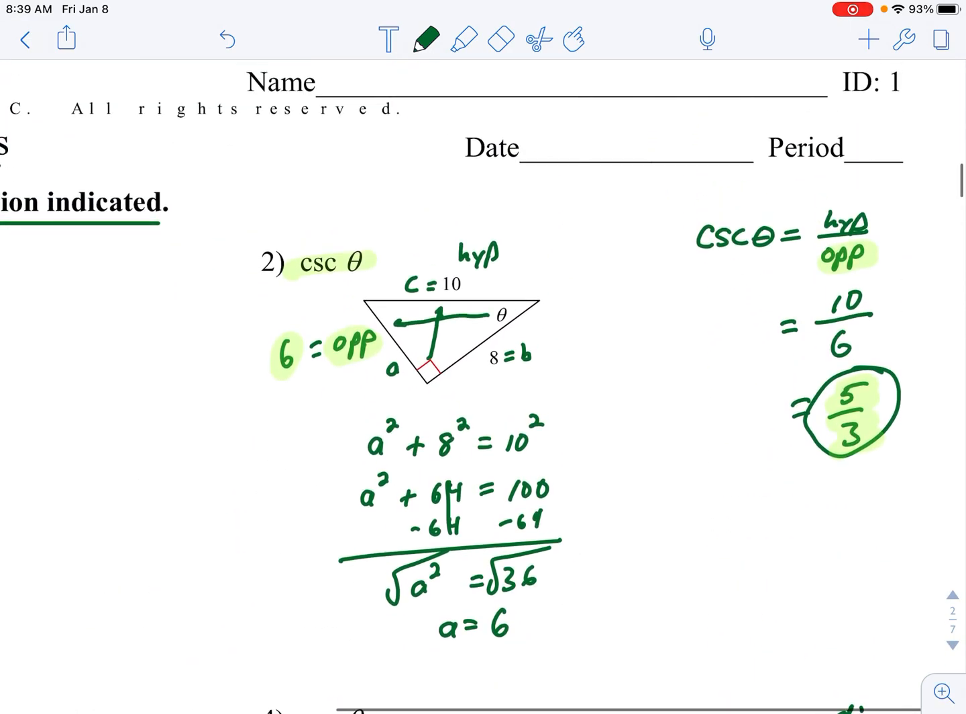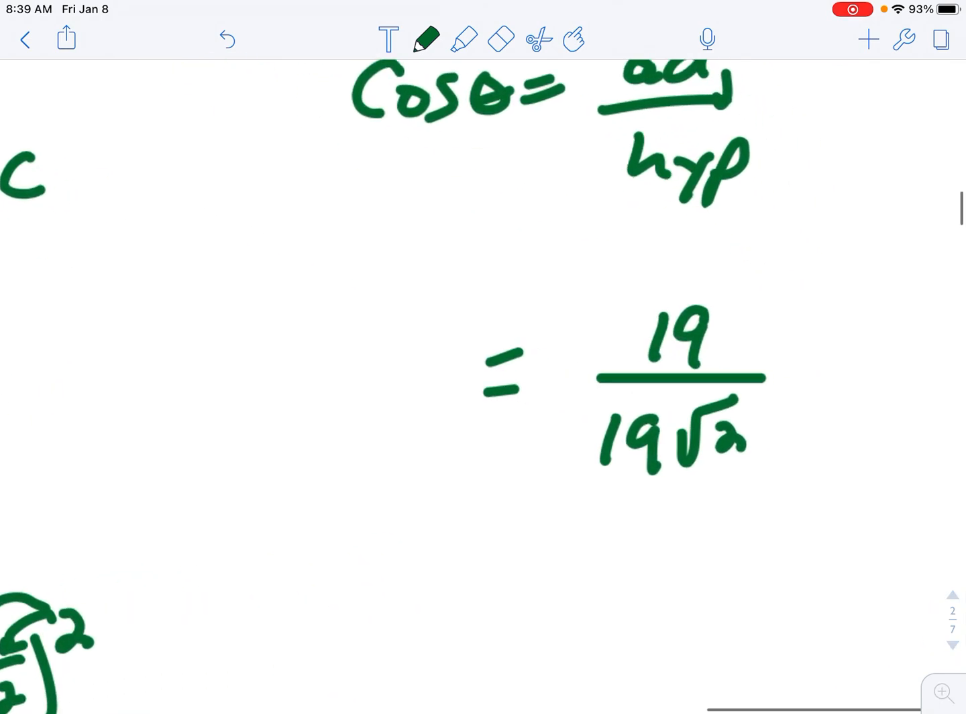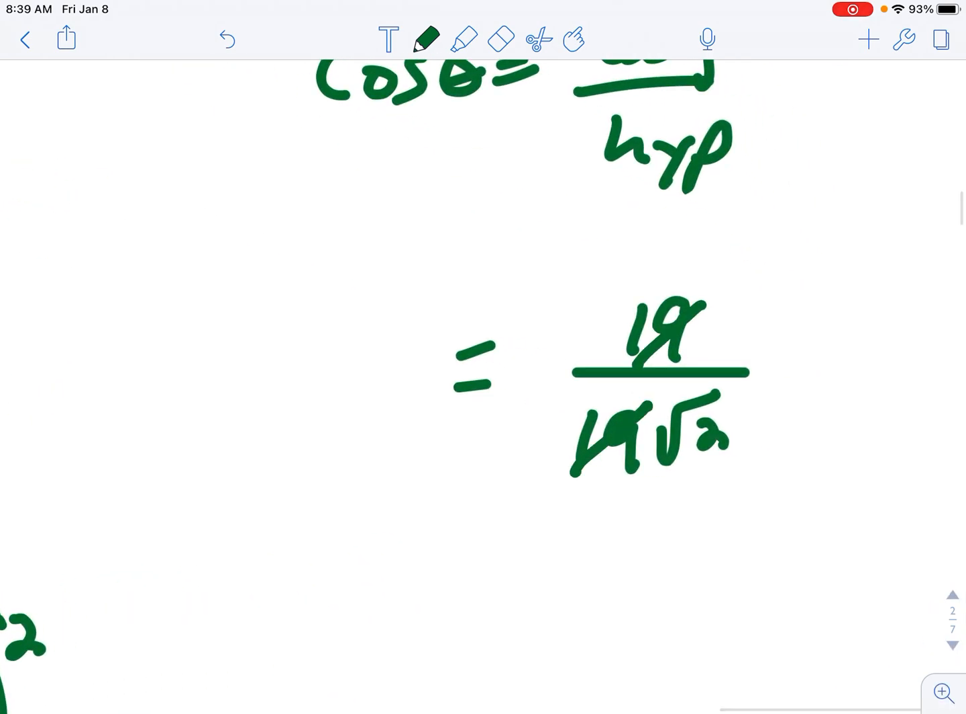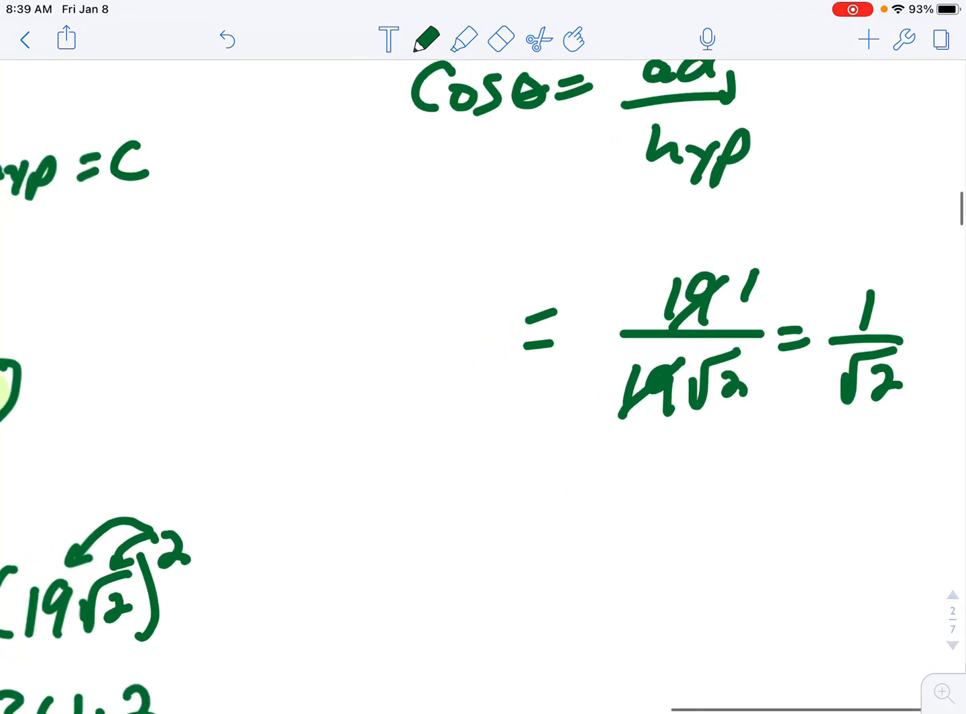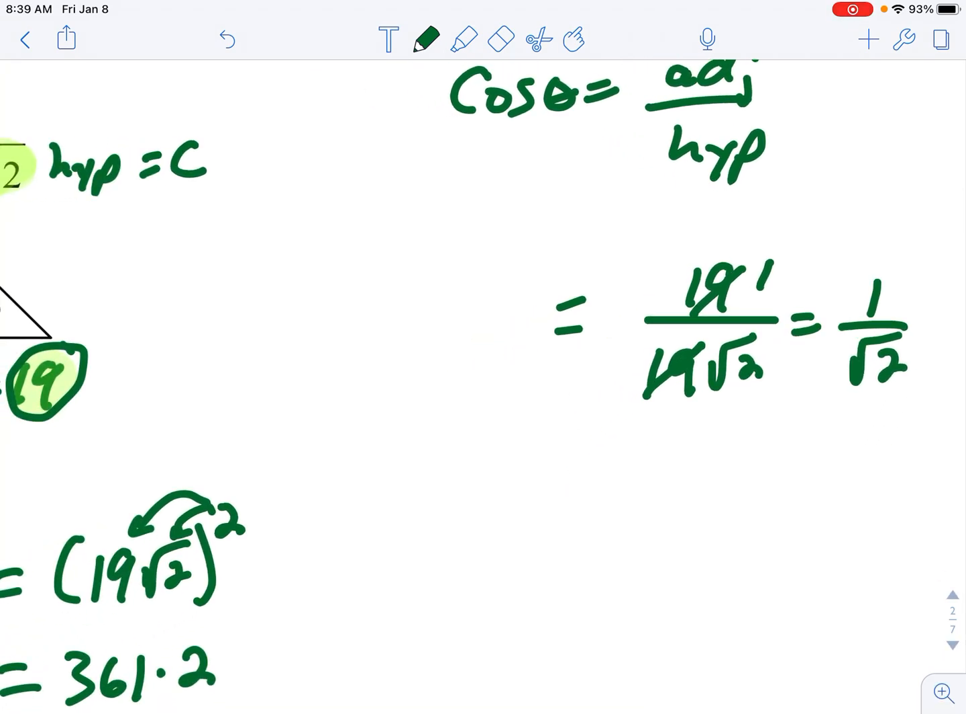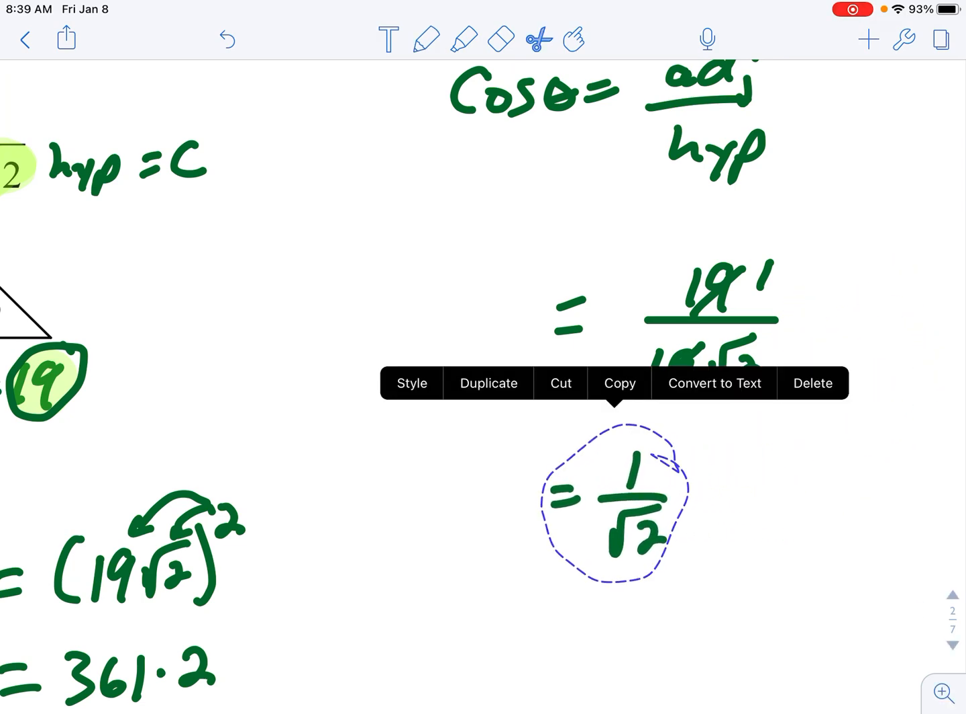Now in the last problem, I had to reduce the fraction. In this problem, I also have to reduce the fraction. These 19s cancel, gives me 1 over radical 2. But there's also this issue that, you know, hopefully you're never supposed to have a square root in the bottom of a fraction. I'm going to actually bring this down here so I have a little more room to work.